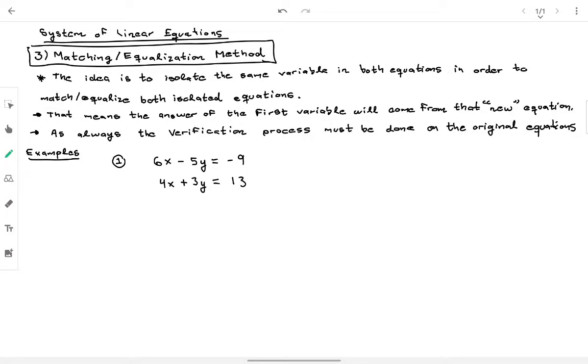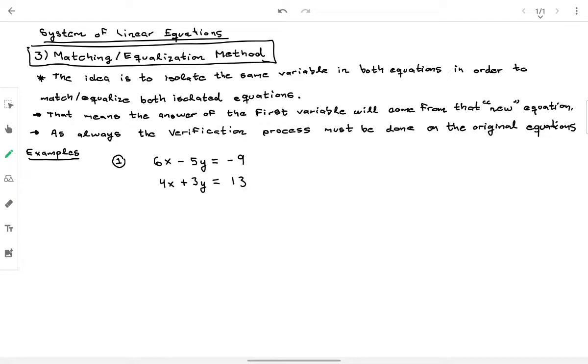So today we will see a new method for solving systems of linear equations. Today we are going to see the one that is called the matching or equalization method. The idea of this one is very similar to substitution because we will need to isolate a variable, but we will isolate the same variable in both equations, not only in one.